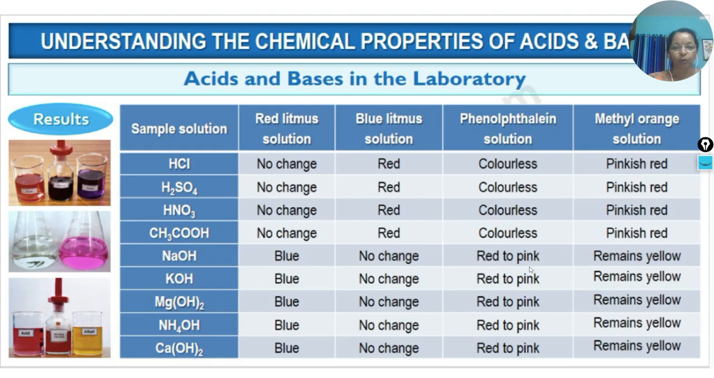Phenolphthalein is pink with the bases. Methyl orange is pink with the acids. So I'll say once again, phenolphthalein is colorless with acids, whereas pink with bases. Methyl orange is orange or pinkish red with the acids and yellow with the bases. So this is the summary of color change of indicators with acids and bases.